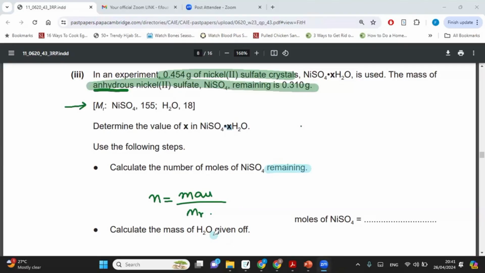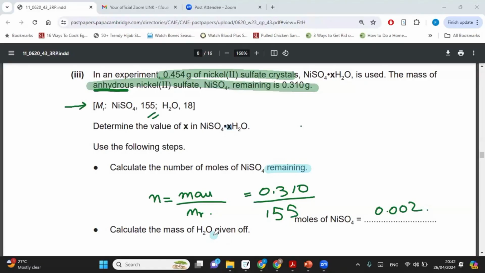Yes, correct. So you are going to take 0.310. Divide that by the MR. They were nice enough to give it to us. So we will take the value provided and calculate the number of moles. Can somebody let me know what are the number of moles that we get? Correct. 0.002. Perfect.